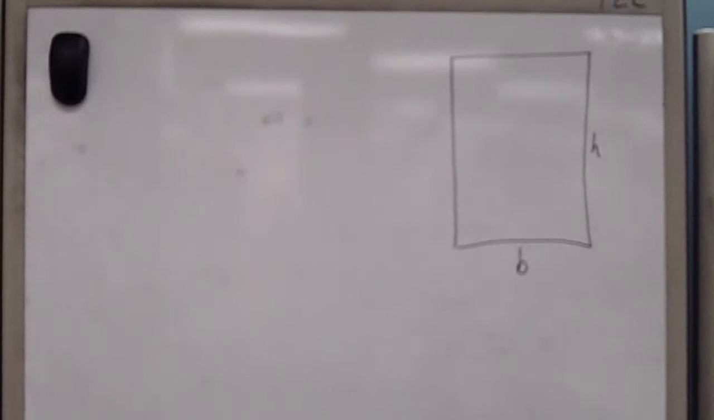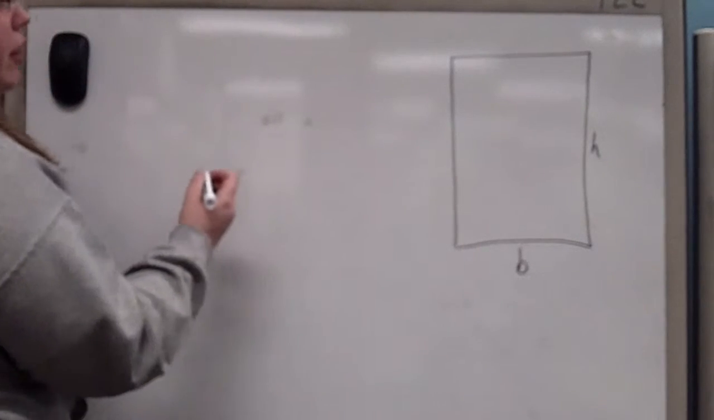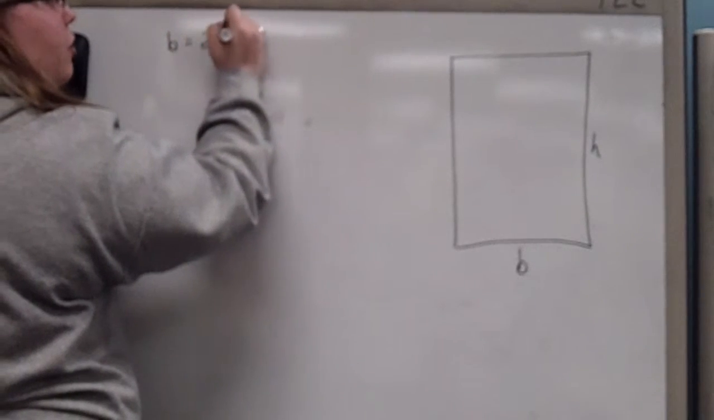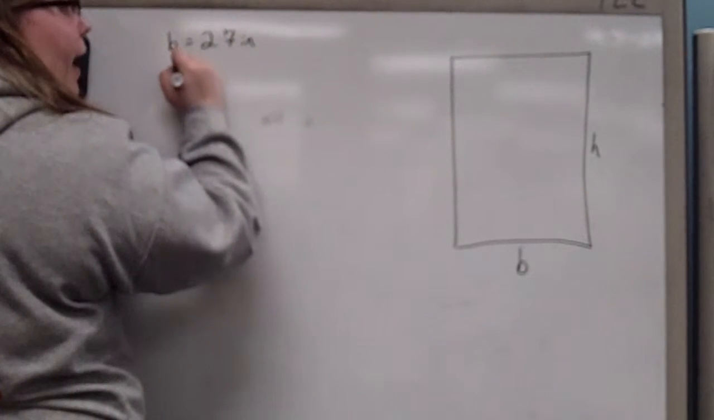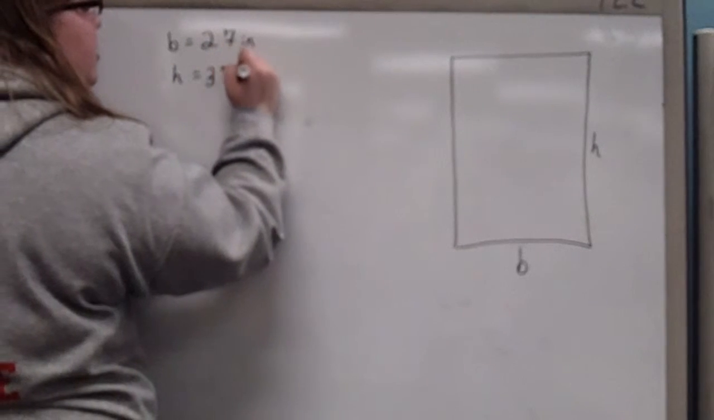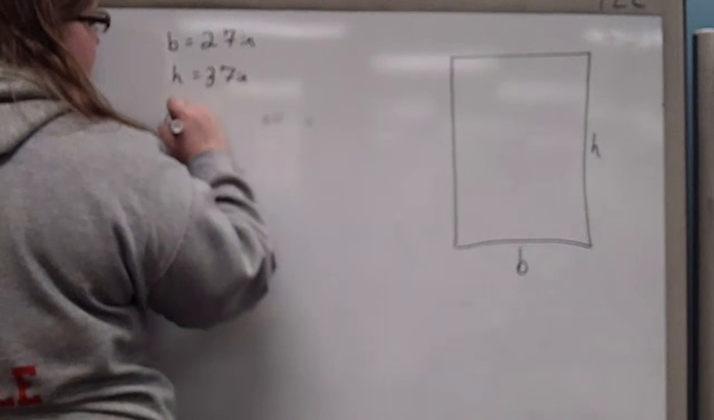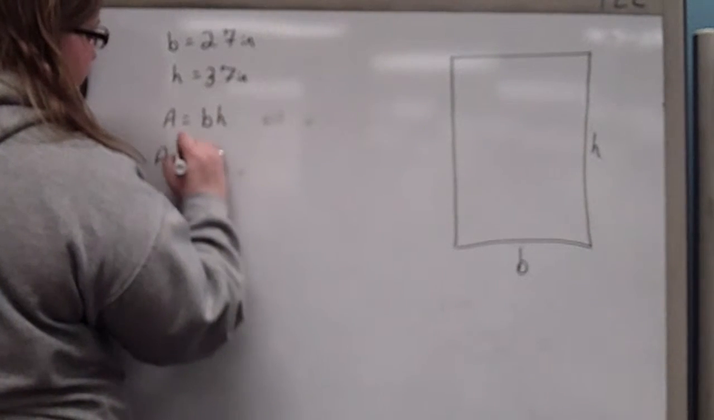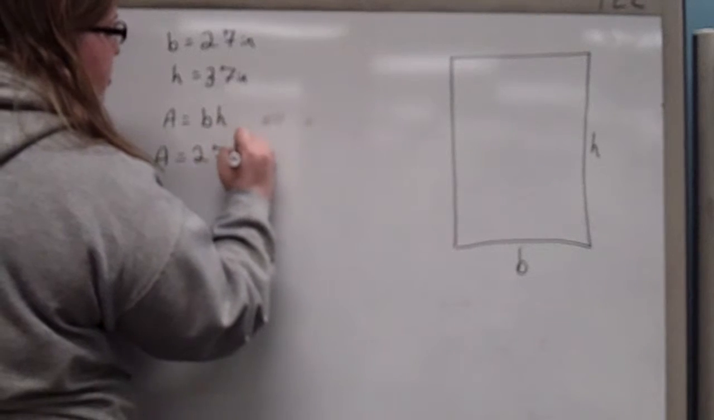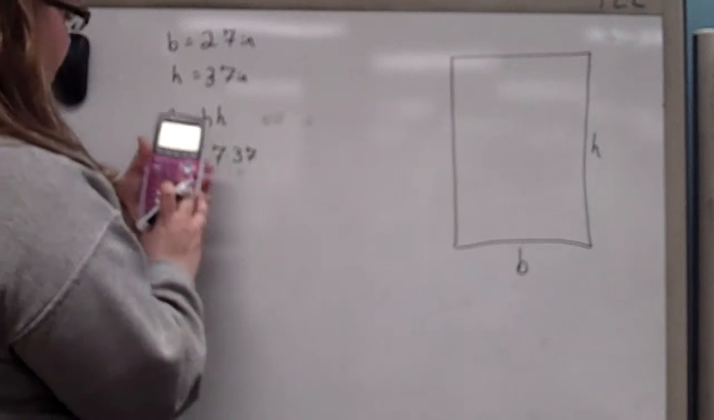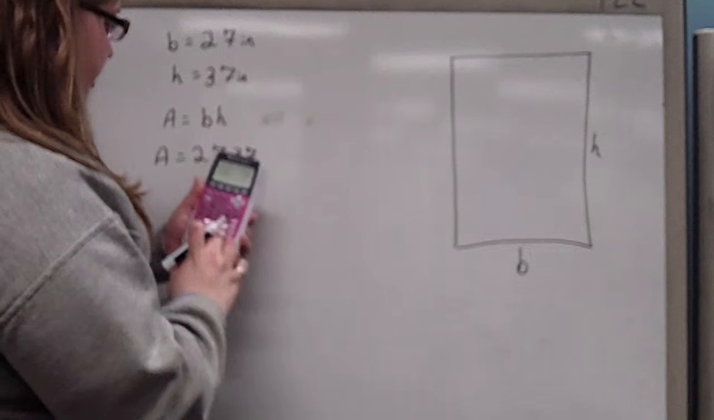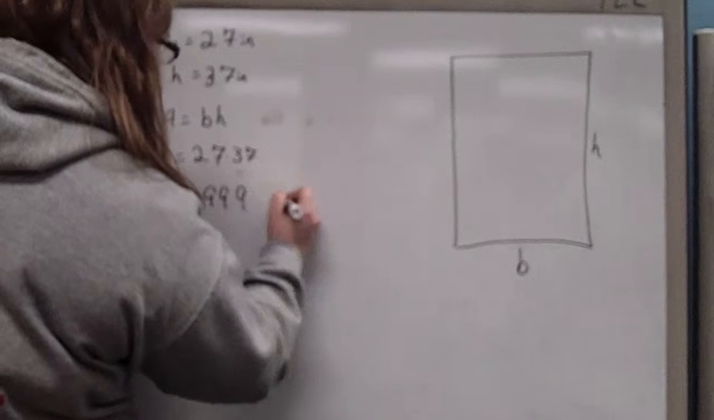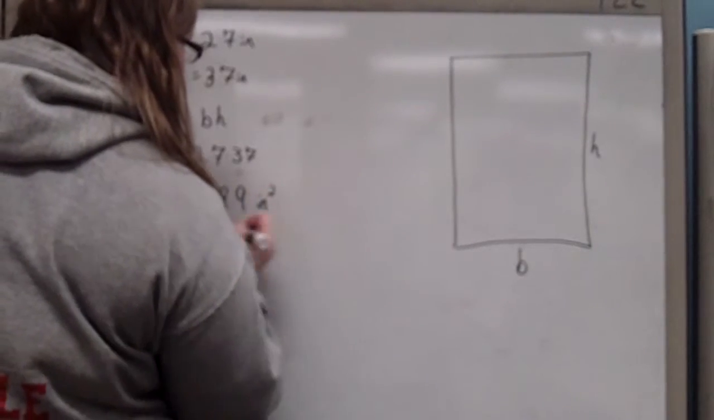Next, we're going to look at the area and perimeter of the rectangle. We found that the base of the rectangle was 27 inches and that the height of our rectangle was 37 inches. We know that the area of a rectangle is base times height, so we can plug that in. 27 times 37, which on my calculator I get 999. So the area of this rectangle is 999 square inches.